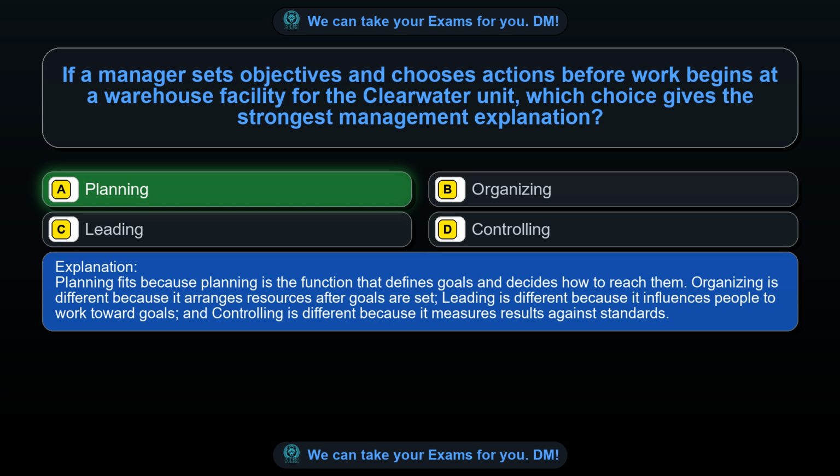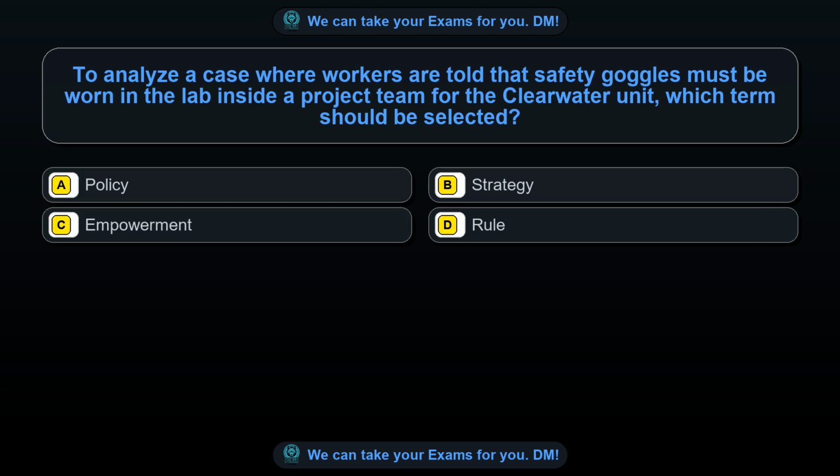Question 79. To analyze a case where workers are told that safety goggles must be worn in the lab inside a project team for the Clearwater unit, which term should be selected? Option A, policy. Option B, strategy. Option C, empowerment. Option D, rule. The correct answer is option D, rule.